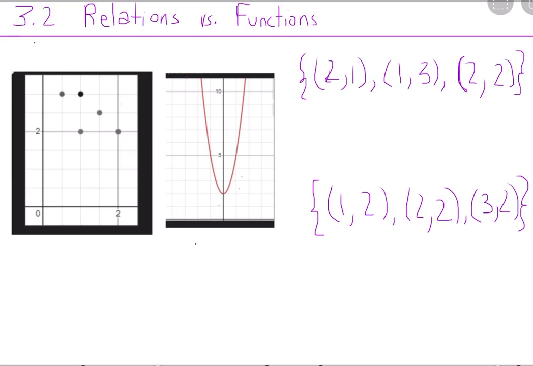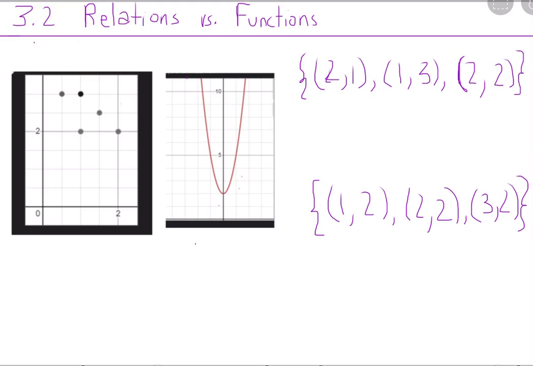So, in math, a relation defines the relationship between sets of values of ordered pairs. Both of these two pictures here are representing relations, and these two sets of ordered pairs are also representing relations. A function in math is from a set x to a set y, which assigns each element of x exactly 1 point of y. That means each domain value can only occur once.